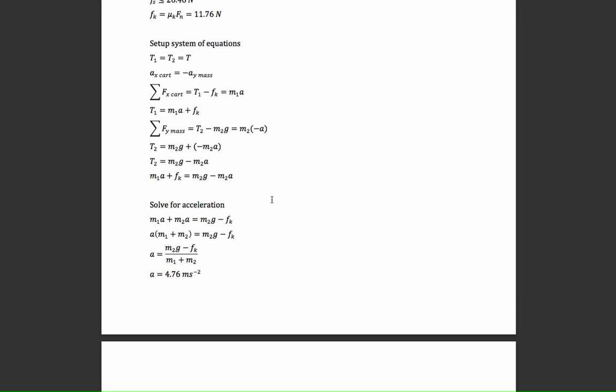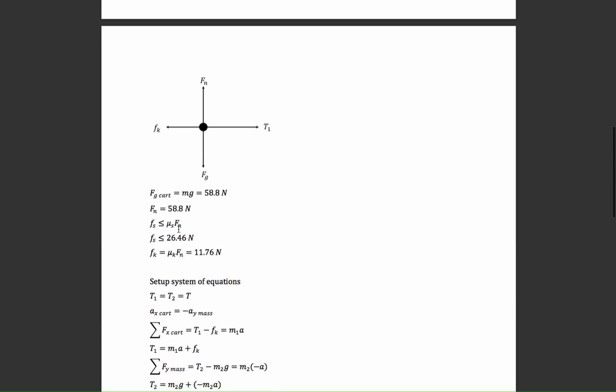The next step is to solve for acceleration. By solving for acceleration, it's just simple math. Using simple algebra, use this equation right here to get the variables that you want on one side, which is acceleration. Then you solve for a, using very basic algebraic steps. You finally get the final equation, which is a equals m2 times g minus f k, all over m1 plus m2.